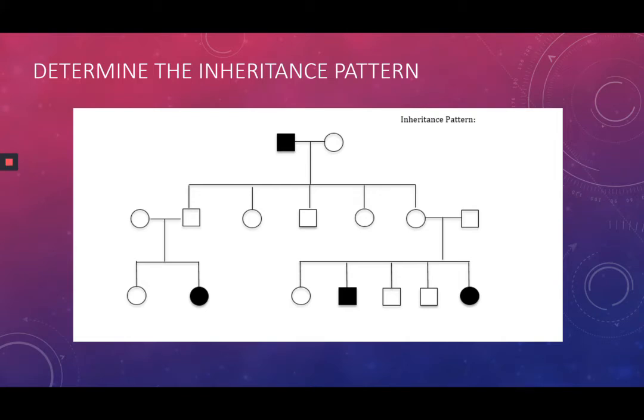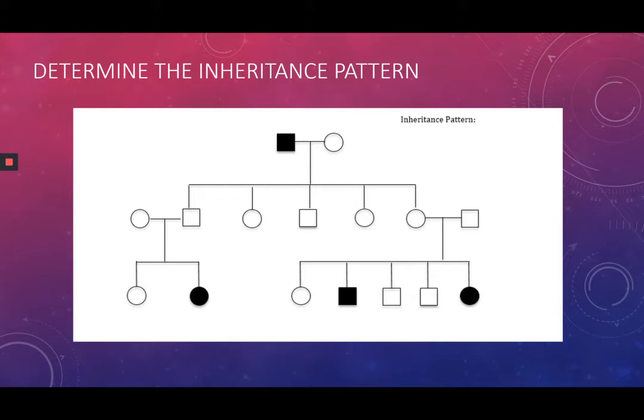Okay, so we are going to figure out what kind of inheritance pattern matches this particular pedigree. The three steps that I gave you earlier, you should have open with you so that you can follow along and know where we're at. The first thing we need to do is figure out whether the gene is perhaps dominant or recessive.